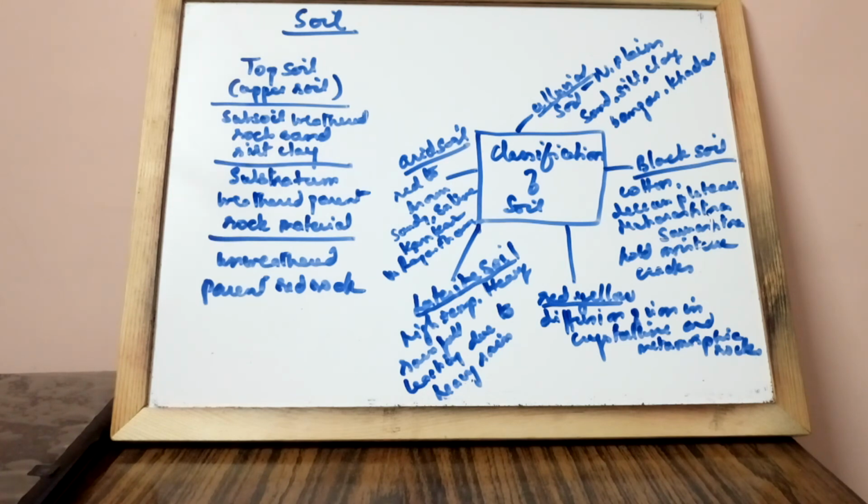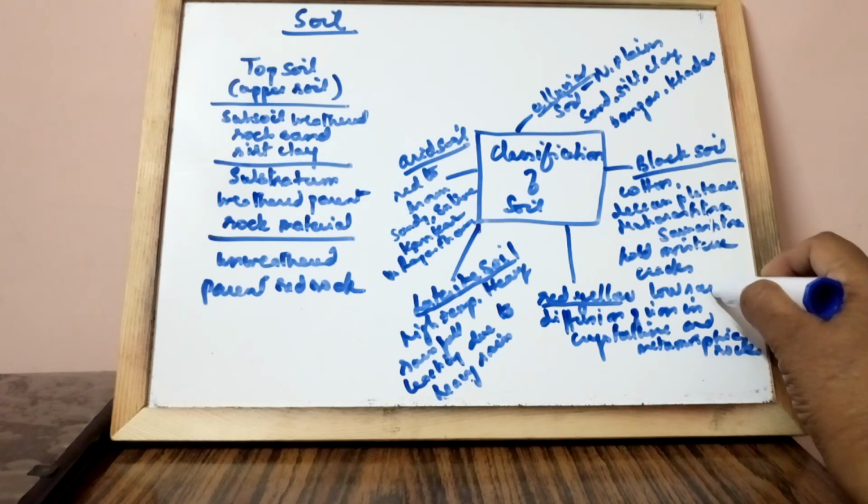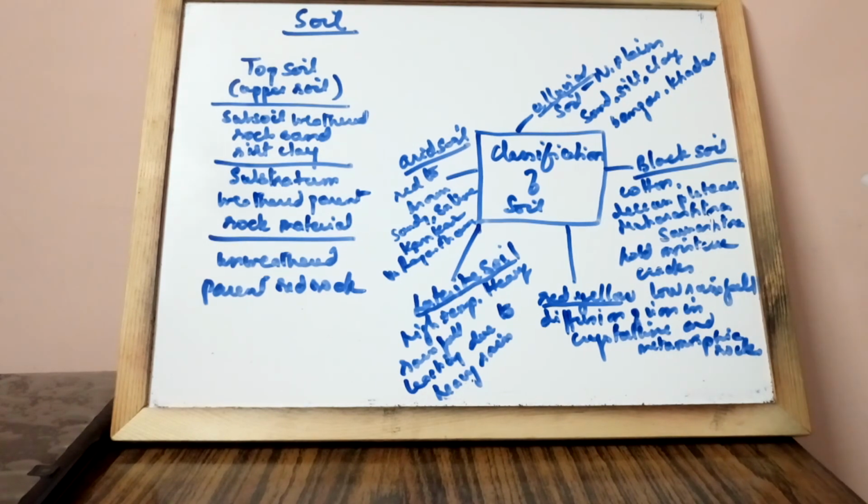The next one, red and yellow soil. They develop on crystalline igneous rocks in areas of low rainfall. So first you can write the quality, then the region, then what it is used for. So you get 5 points. It develops on crystalline igneous rocks in regions of low rainfall, in the eastern and southern parts of the Deccan Plateau.